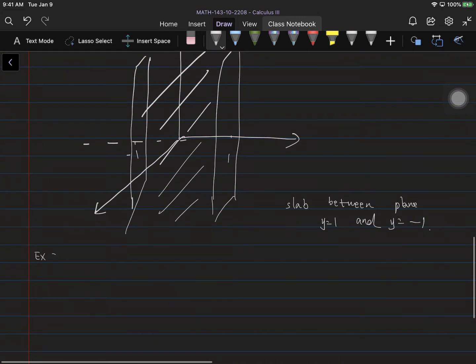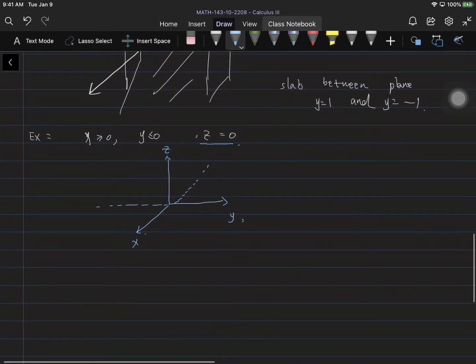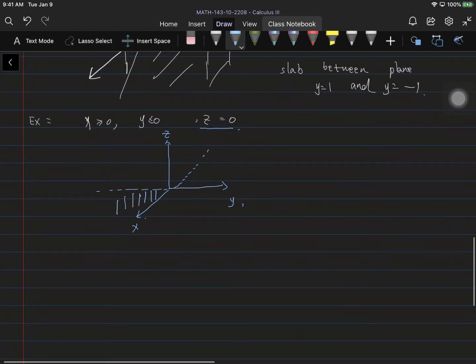And here, if I give you an exercise, you can think about what this one is. Okay, and you can try this by yourself. So usually we look at z first. So z equals 0 means it's on the xy plane. On the xy plane, x is greater than 0, so it should be the front part, and y less than or equal to 0. So that means y should be negative. So the region is this one. Okay.